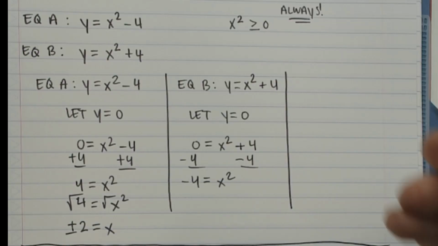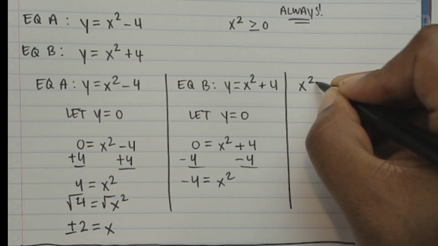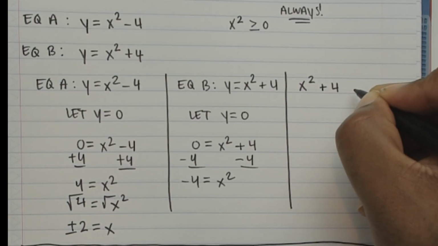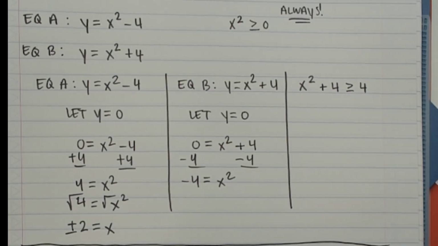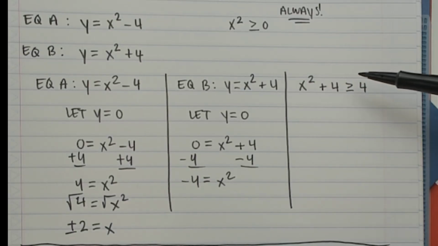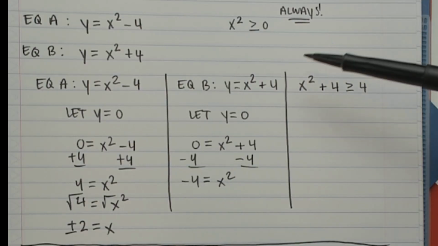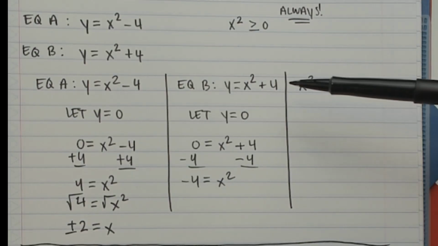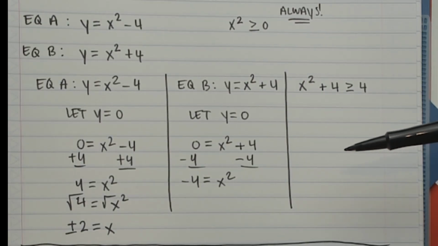Bring this down so you can see all of it. We can say that x squared plus 4 is greater than or equal to 4. Since x squared is greater than or equal to 0 no matter what, then x squared plus 4 is going to be greater than or equal to 4. So the graph of y equals x squared plus 4 can never even reach the x-axis.